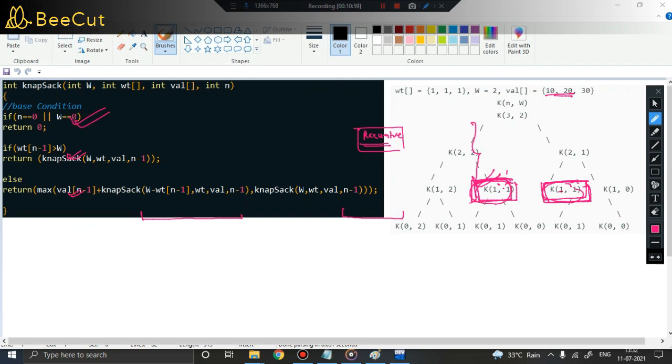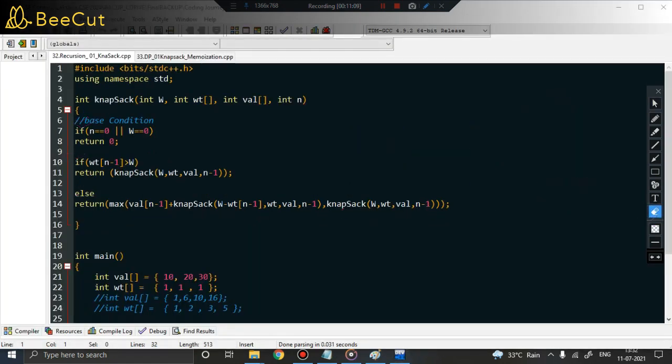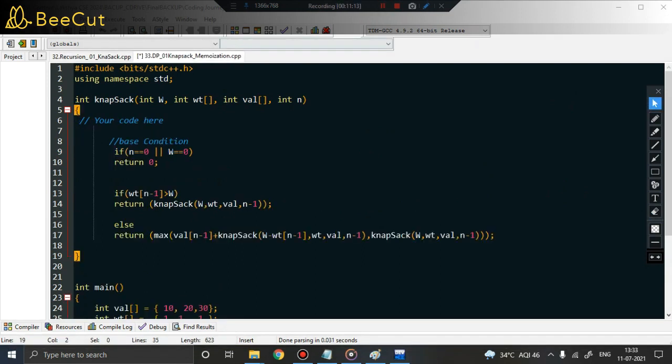How can we optimize it? In order to optimize it, we created a table, a memoization table. Now how do we write the memoization table? I'll be writing the corresponding memoization code. Alright, so this is the problem where I'll be writing the memoization code.